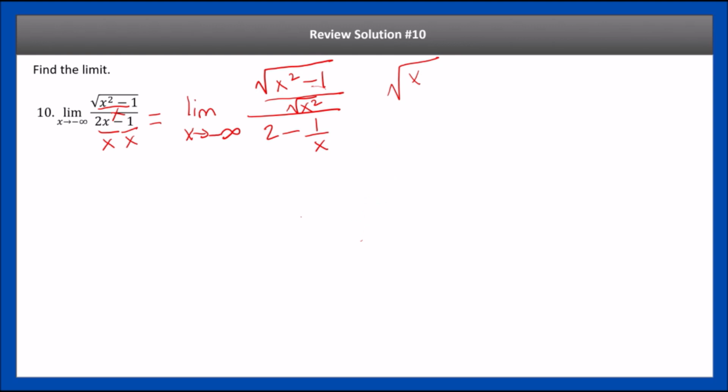But we have to keep in mind that the square root of x squared has to be a positive quantity. So when we do the limit as x approaches negative infinity, it's going to make this turn into absolute value of x, okay? So this is actually going to turn into absolute value of x, is what I'm trying to say.